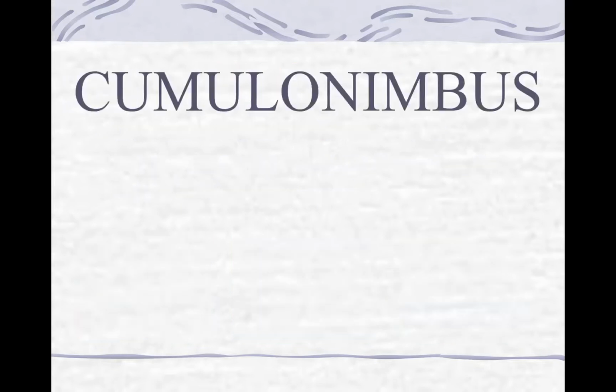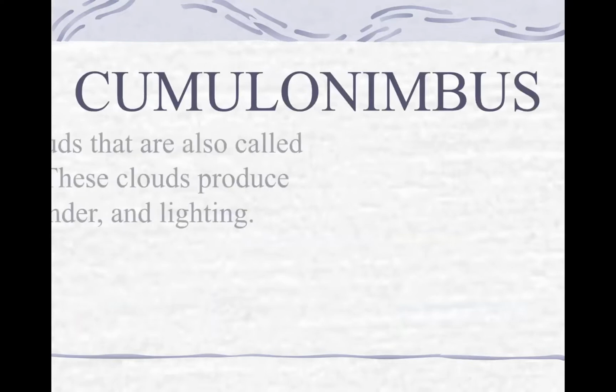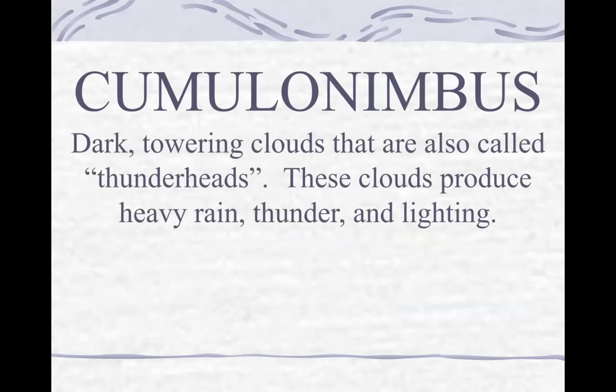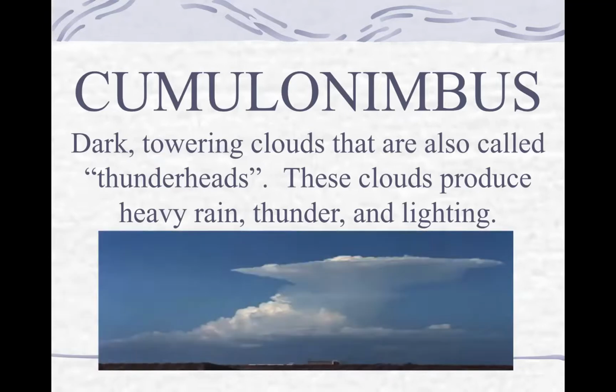And then we have cumulonimbus clouds. Wow. These usually indicate something is going to happen. These are dark towering clouds that are also called thunderheads. These clouds produce heavy rain, thunder, and lightning, and can produce vortexes that we refer to as tornadoes. This is really a storm type cloud. They look like this. Now, they say that the higher the thunderhead or higher the towering cloud is, that indicates that there are very strong winds that are up in the upper part of that cloud.